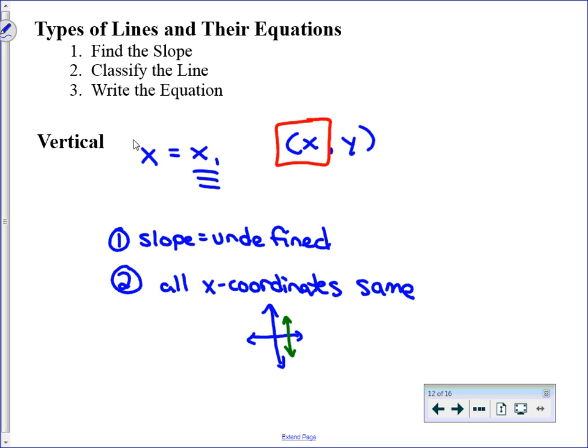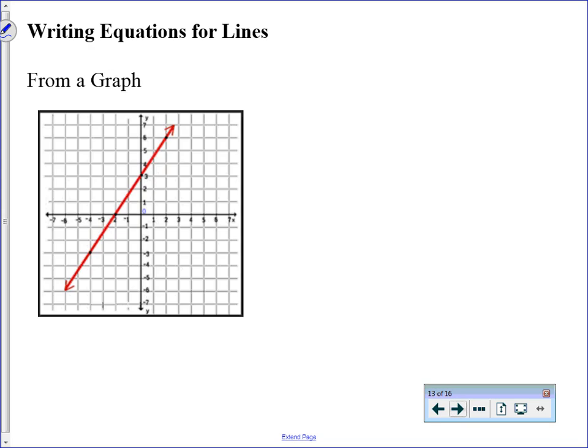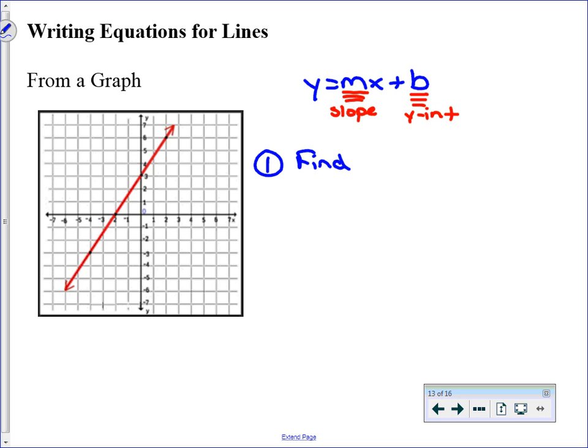So this is the background information so that now we can actually write our equations for lines. If we're given a graph and we want to write this equation, we need to remember that our final answer has to be in this form, y equals mx plus b, where we know that our m is our slope and our b is our y-intercept. So step number 1, let's find these 2 pieces of information. Let's first find our b value, our y-intercept.